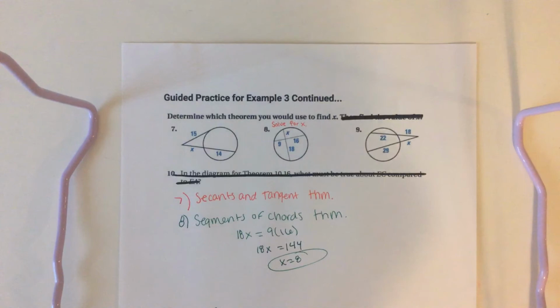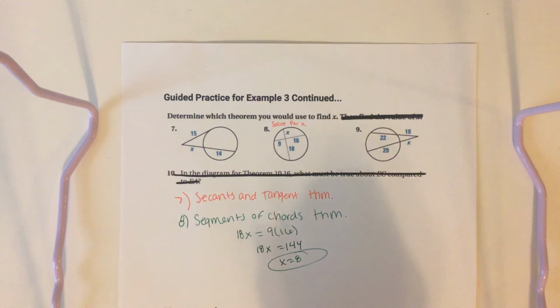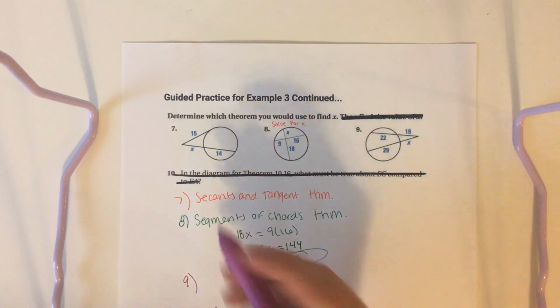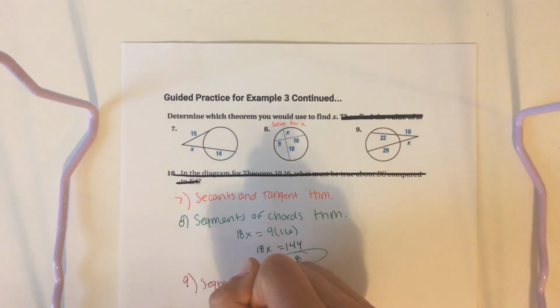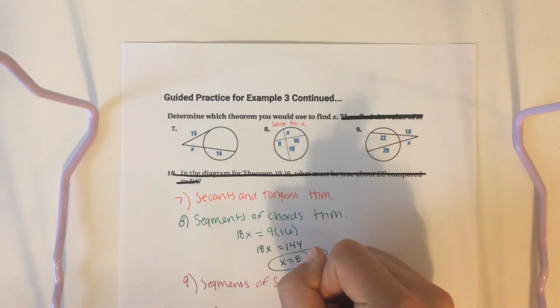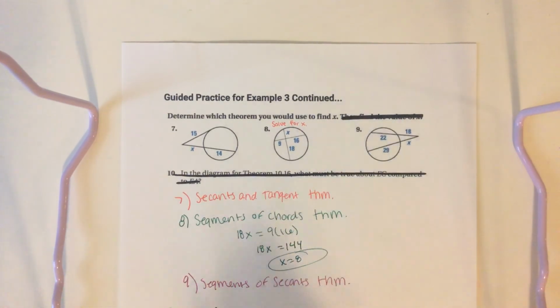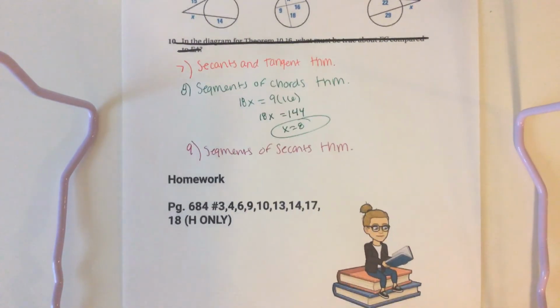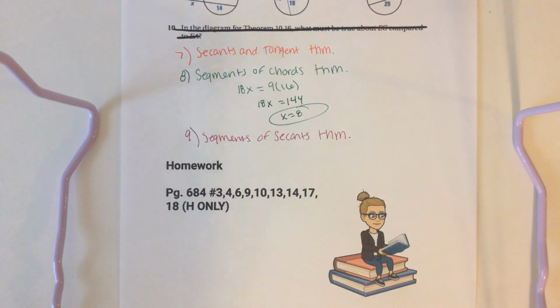Those are the type of problems I'm going to be asking you guys to solve, when they're simple like that and something I know you know how to do. And last but not least, number 9, we have 2 secants, so that's going to be the segments of secant theorem. All right, so we learned 3 new theorems today. We saw how they could get harder to solve, but again, you guys are going to be sticking to more simple, basic problems, especially coming at the end of the year, being online.